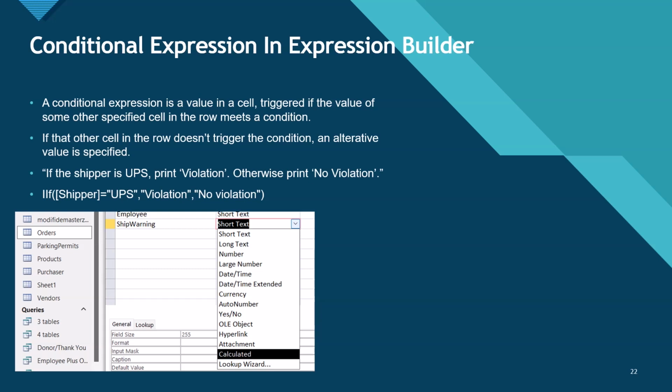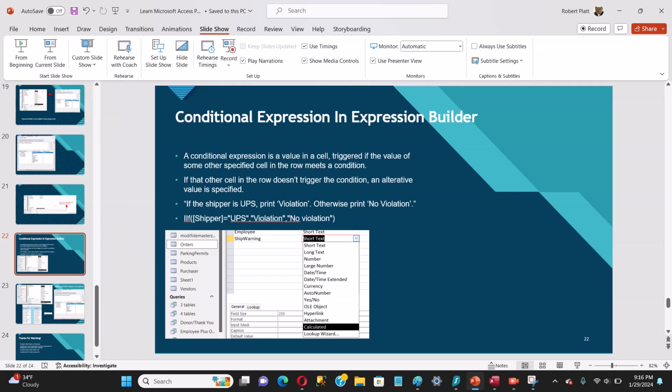A conditional expression is basically if one condition, this result, otherwise a different result. Conditional expressions can get very complicated. They can have several different conditions. In this instance, we only have two.